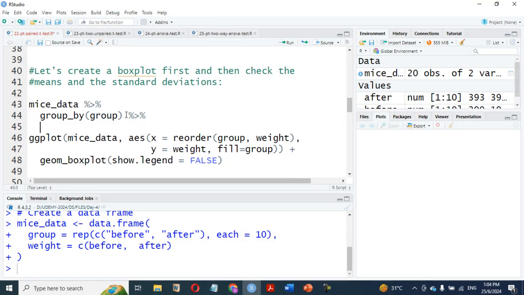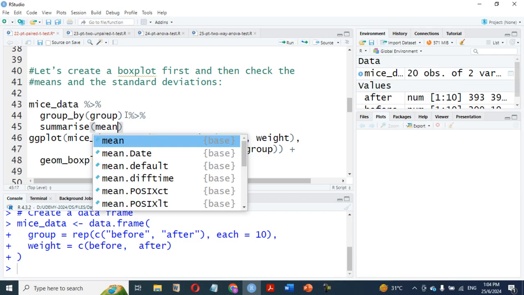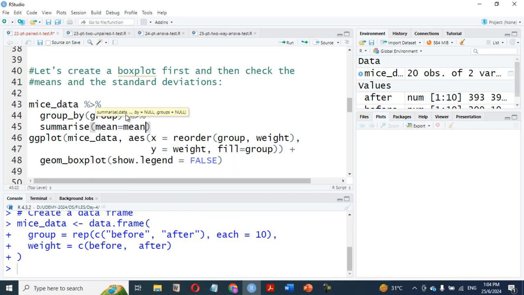Let's say we want to select. Let's summarize instead of select. We want to find the mean. Let's say mean equals mean of weight, right? Mean of weight. Can you find SD also? Let's find SD also. SD equals sd of weight. All right. Okay, good.